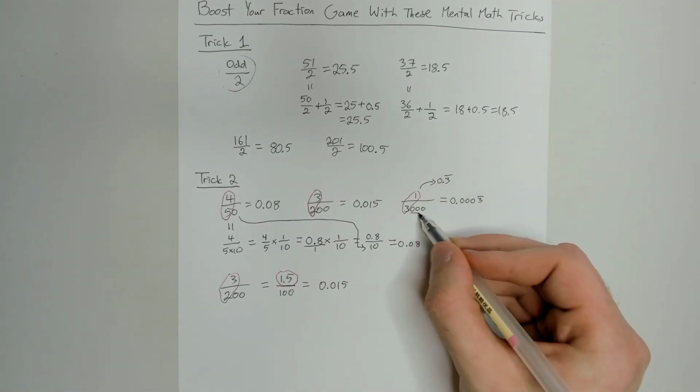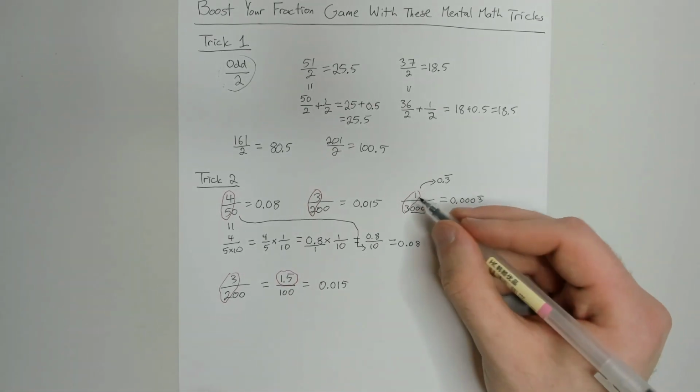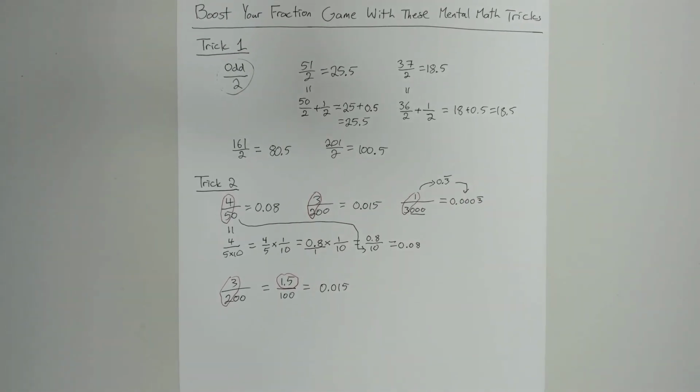And then I took these 3 extra zeros, which is equivalent to dividing by 1,000, and I moved the decimal over according to 3 places to the left, which then became this decimal right here. So that's all it is to this trick.